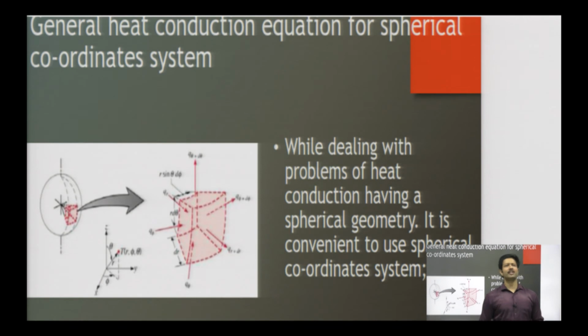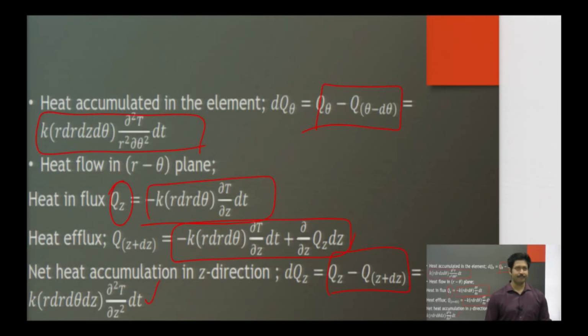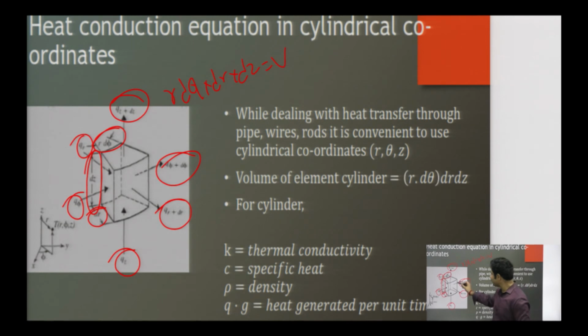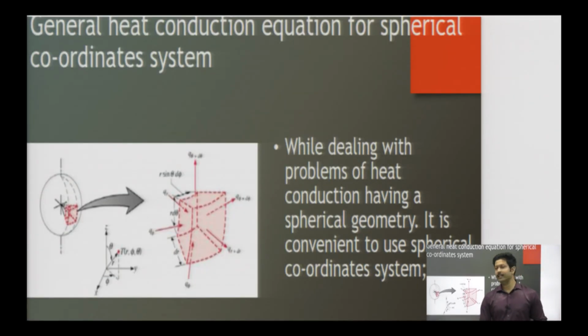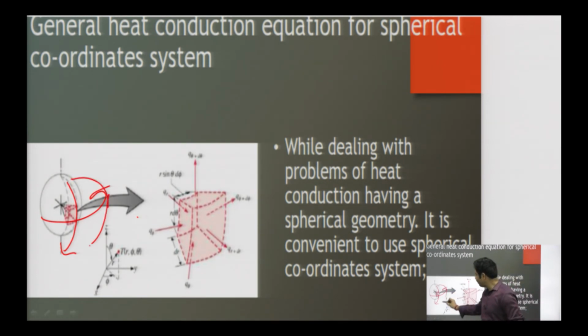Now the general heat conduction equation for spherical coordinates. For a sphere, what happens is that in a cylinder, as you have seen, the element was rotating in only one angle. But in a sphere you will find there are two angles. It simultaneously rotates in two angles, just like a football. It rotates like this, and it also rotates like this. If you plot the locus of the points, you will find it is actually a football. So this is basically a spherical coordinate.